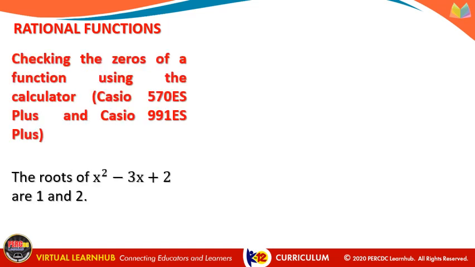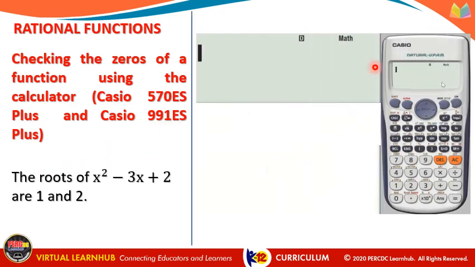So, now, using our calculators, i-check natin ngayon. Tama ba na ang roots ng x squared minus 3x plus 2 ay positive 1 at positive 2? Now, take note, ito pong process na iprepresent ko ay para sa model na Casio 570 ES Plus at Casio 991 ES Plus. Sige, pakisundan na lang po itong video natin sa may right side. So again, ito po ay para sa dalawang models na ito.